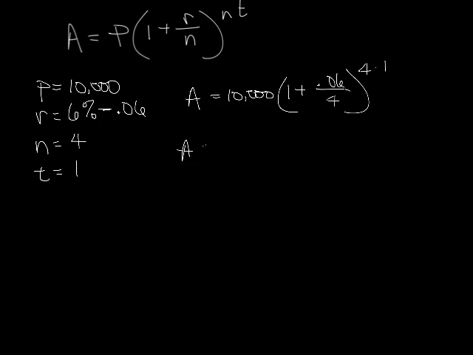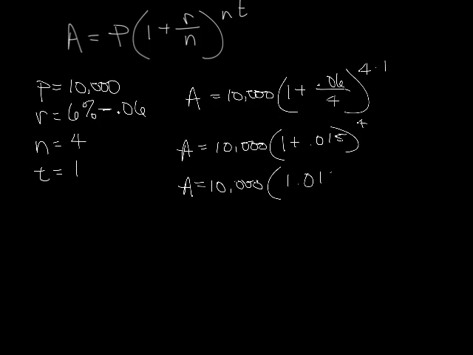So I'm going to do what's in the parentheses first. I'm going to take 0.06 divided by 4 and get 0.015. I'm going to add that to the 1 in the parentheses, giving 1.015 to the fourth power. I'm going to take 1.015 times itself 4 times, which if you're using a calculator, you probably have a button that looks like this.